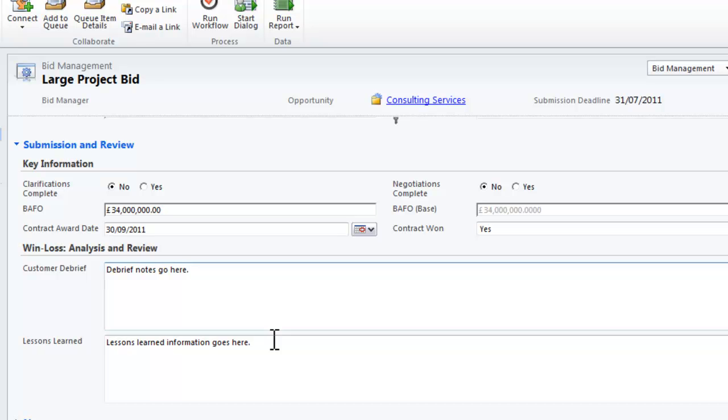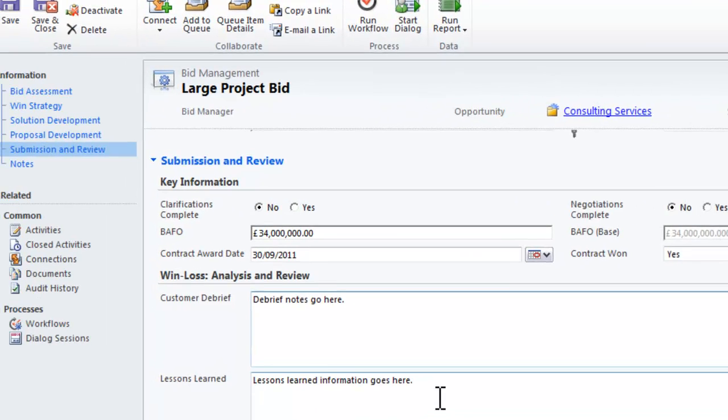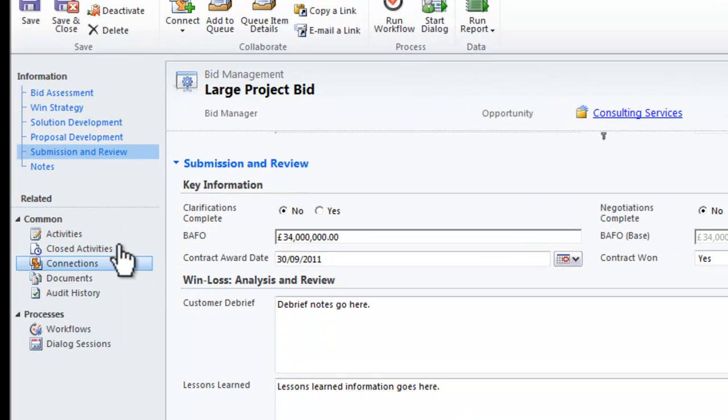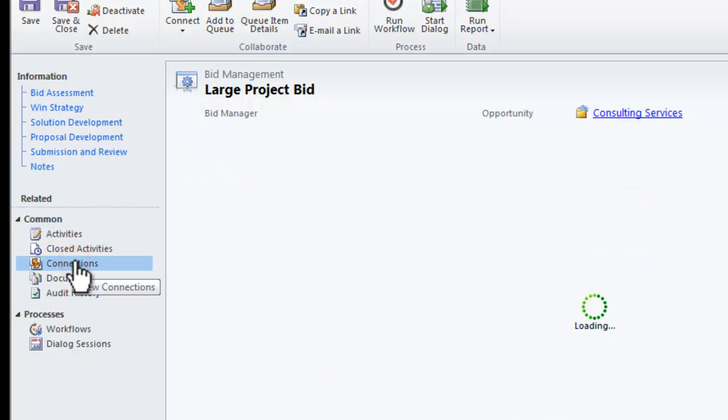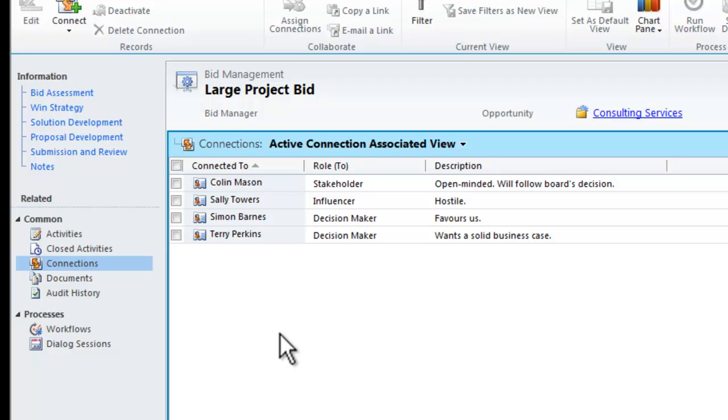Now along the way, you may have a whole host of activities that are carried out. They could be meetings, tasks, phone calls, and you can track all of those and they're stored against the record here. You can also track all of the individuals connected to this bid, be they your internal staff or indeed on the client side, various stakeholders, influencers, decision makers, and indeed you can comment on their perspective of your bid as it moves through the process.